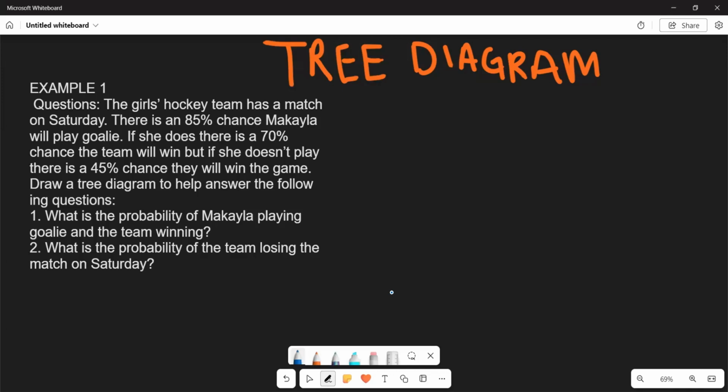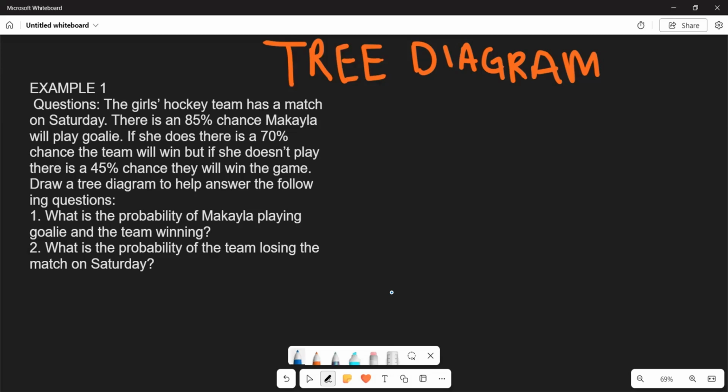Firstly, they are saying the girls hockey team has a match on Saturday. There is an 85 percent chance Michaela will play goalie. If she does, there is a 70% chance they will win, but if she doesn't, then there is a 45% chance that the team will win. Now they want us to draw the tree diagram.